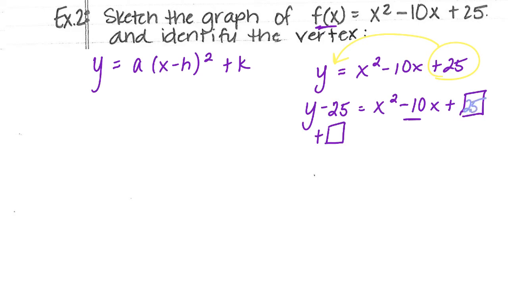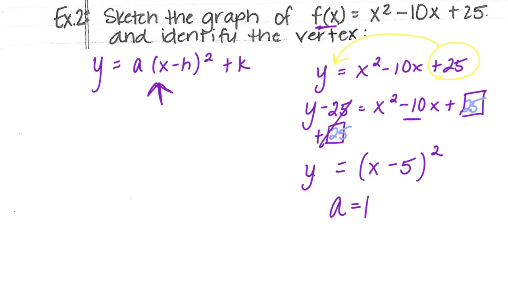What I add to one side, I add to the other. So y, well, these would cancel out, is equal to the perfect square. And our goal is to get it in this form right here to make that perfect square of x minus 5. So in this case, my a is 1. And remember that if a is greater than 0, it's going to be a parabola that opens upward.